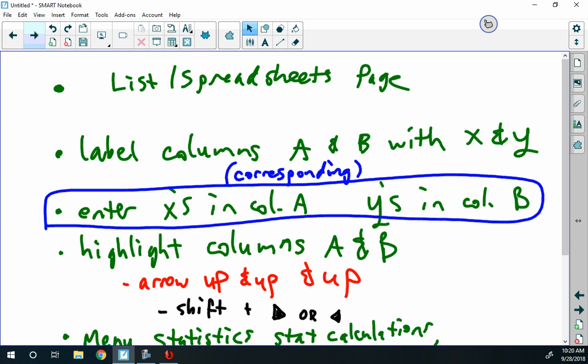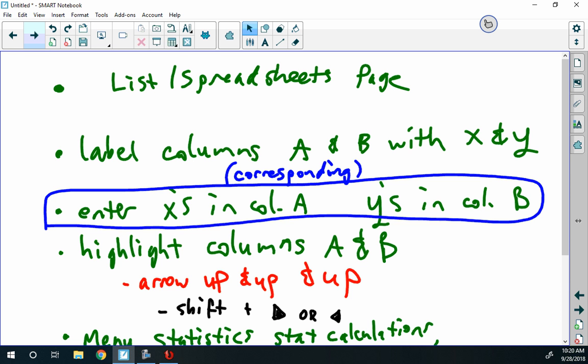So the points I'm going to go with are going to be 1, -5, 2, -2, and 4, 10.